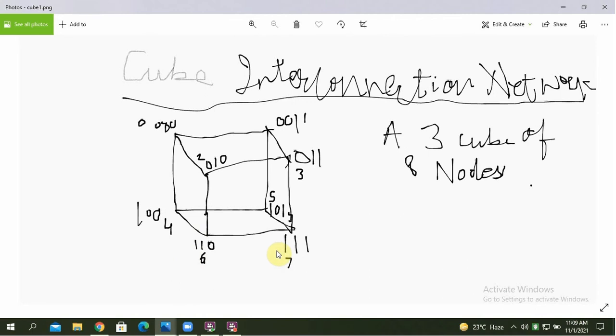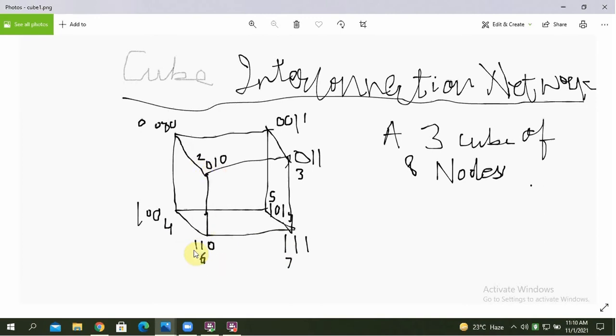Here vertical lines connect vertices, that is processing elements whose addresses differ in the most significant bit position. Here the vertical lines are 0-4, 1-5, 3-7 and 2-6. That is, the most significant bit is 0 for 000 and 1 for 100, and so on.